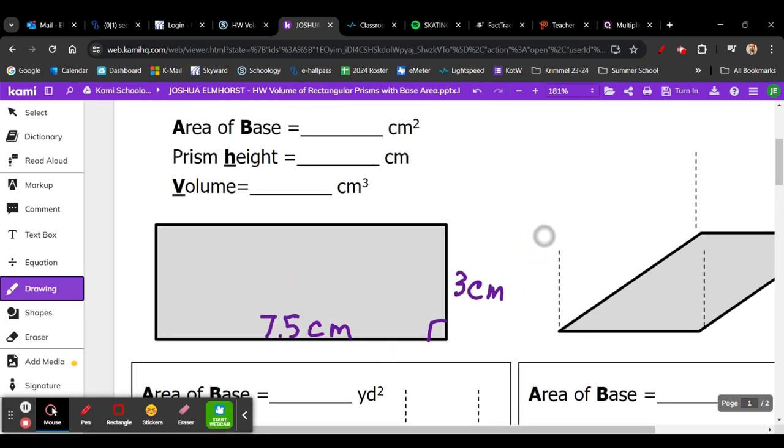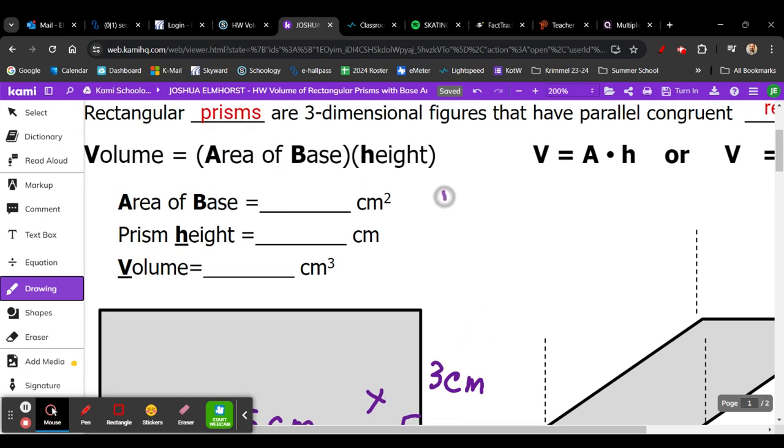And how do we find the area of the shape? We're going to multiply centimeters times centimeters, and that's going to give us square centimeters, or centimeters squared. And 7.5 times 3 will give us an area of 22.5 centimeters squared. Notice the labels are printed there for you already.